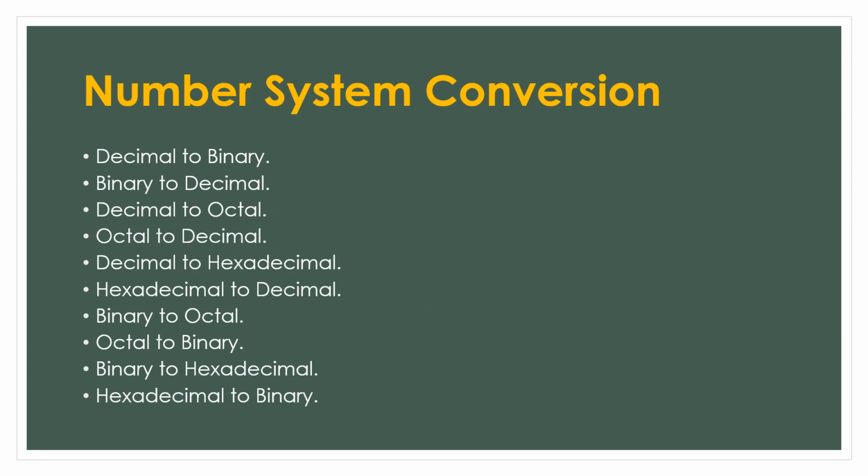We can convert from one number system to another and vice versa, such as the following: decimal to binary, binary to decimal, decimal to octal, octal to decimal, decimal to hexadecimal, hexadecimal to decimal, binary to octal, octal to binary, binary to hexadecimal, hexadecimal to binary.